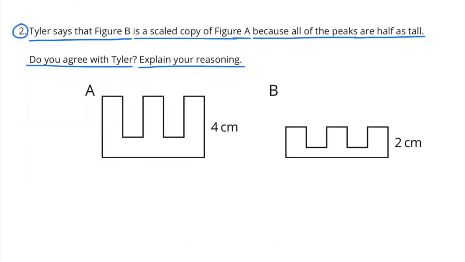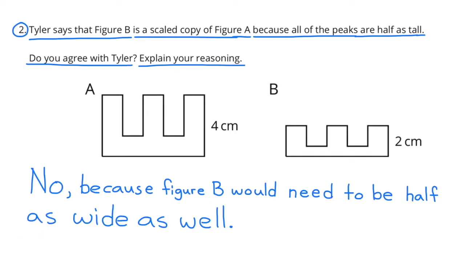Number 2. Tyler says that figure B is a scaled copy of figure A because all the peaks are half as tall. Do you agree with Tyler? Explain your reasoning. No, I don't agree with Tyler, because figure B would need to be half as wide as well as half as tall.